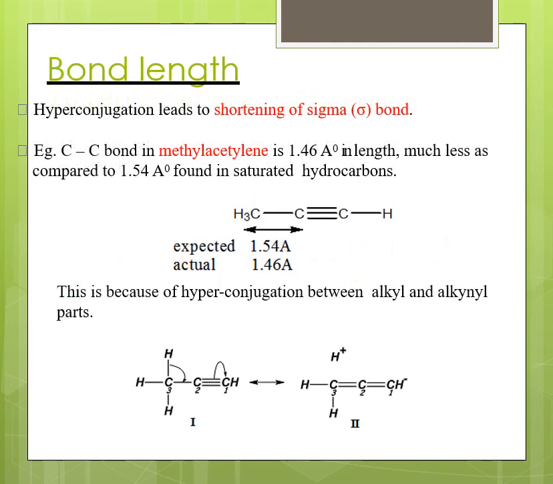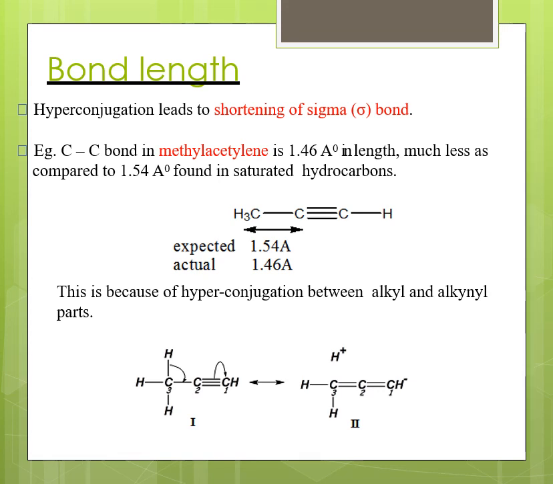Now bond lengths. Hyperconjugation causes shortening of the sigma bond. A carbon-carbon sigma bond has an ideal bond length of 1.54 angstrom. In the case of methyl acetylene, we have a carbon-carbon triple bond, and attached to this is a carbon-carbon sigma bond. The sigma bond is expected to have a bond length of 1.54 angstrom, but in this specific case, the sigma bond has a bond length of 1.46 angstrom, and this is very strange, right? Why is it strange? Because the sigma bond is expected to be 1.54 angstrom, but in this structure it has shortened.